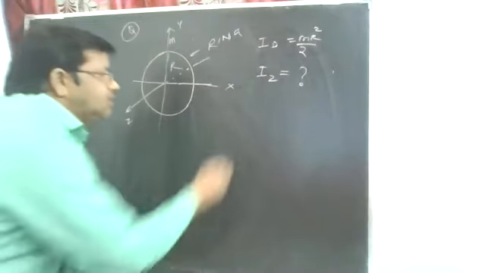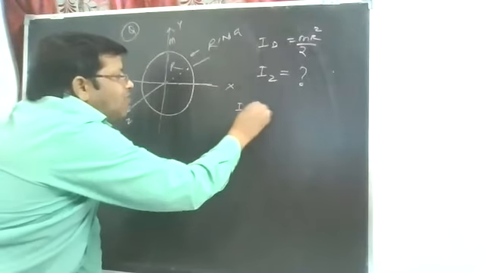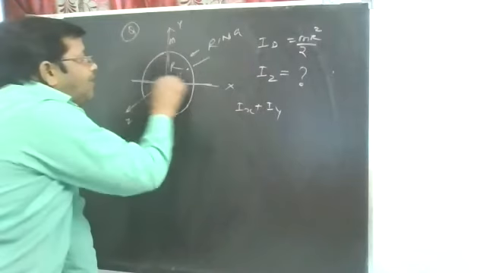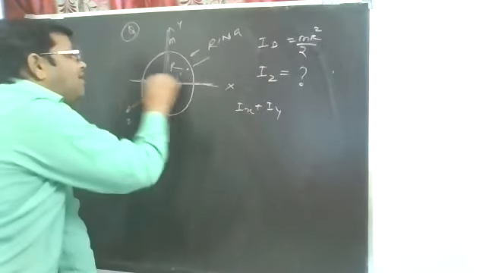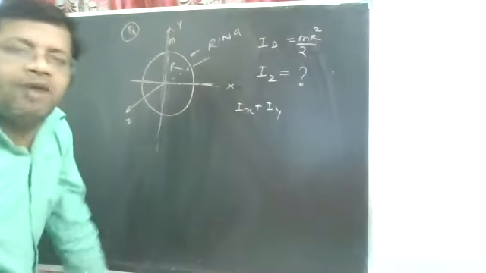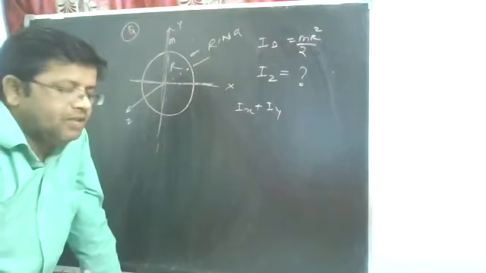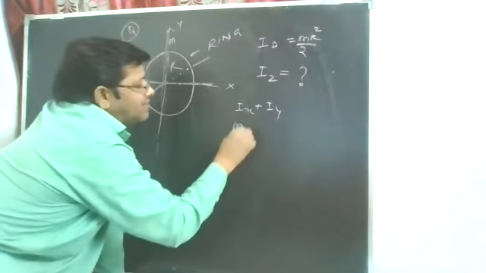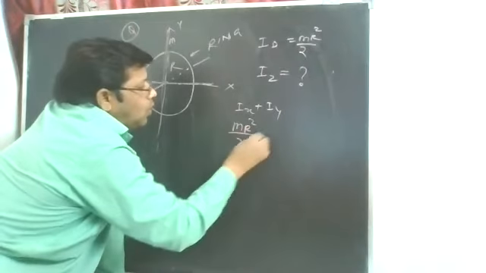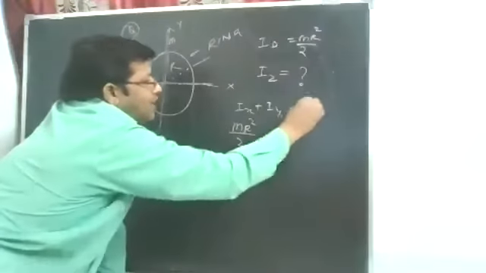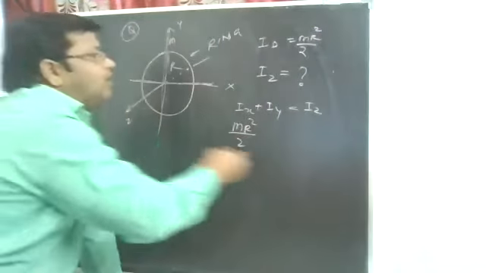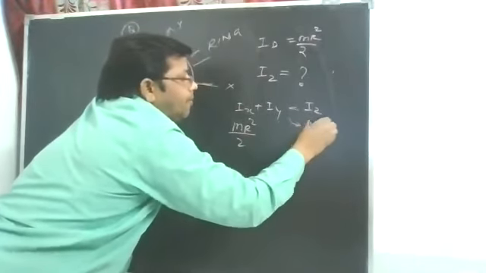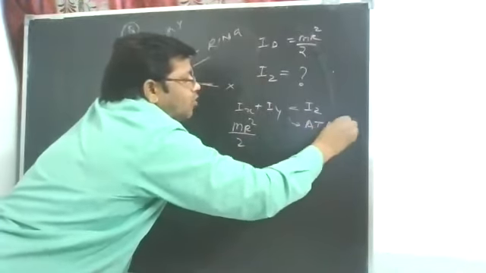Now see here, since Ix and Iy lie in the same plane and both are passing diametrically, as we have already learned in our previous classes, the moment of inertia of the ring about a diametric axis is m r square by 2. And this is equal to Iz, about the axis which is perpendicular to the plane, according to the perpendicular axis theorem.